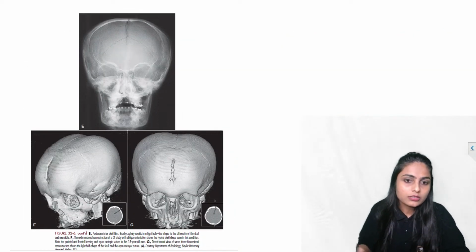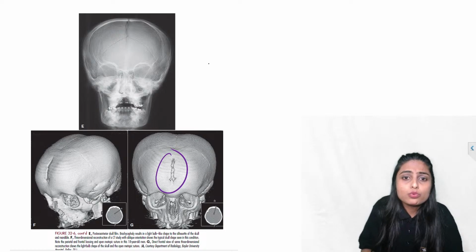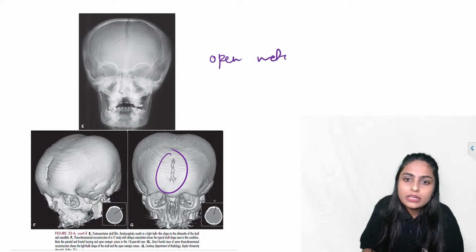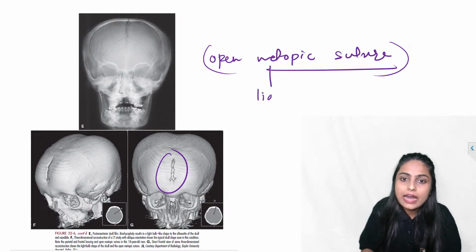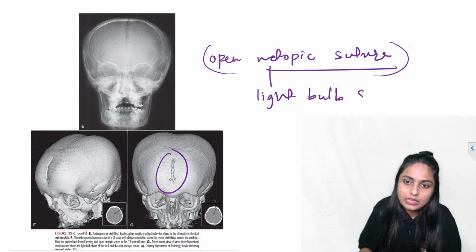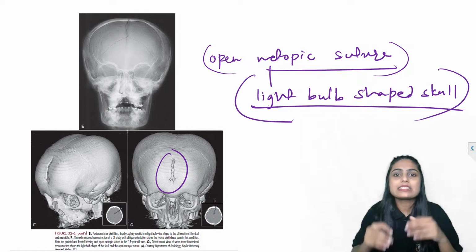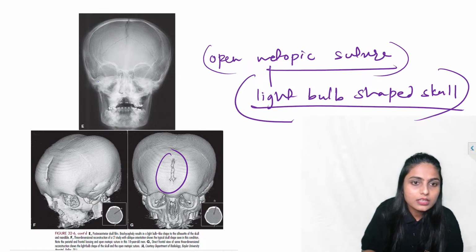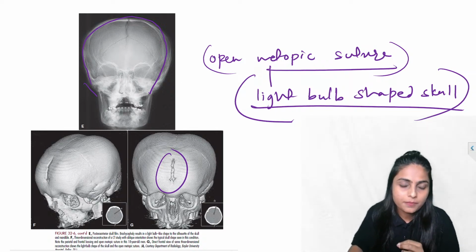I'll just show you here. Okay, there is an open metopic suture. Metopic suture is the suture which joins the frontal bone. So open metopic suture with a light bulb shaped skull. They can ask you this question: in which condition can you see a light bulb shaped skull? This condition is seen in cleidocranial dysplasia, with open metopic sutures.